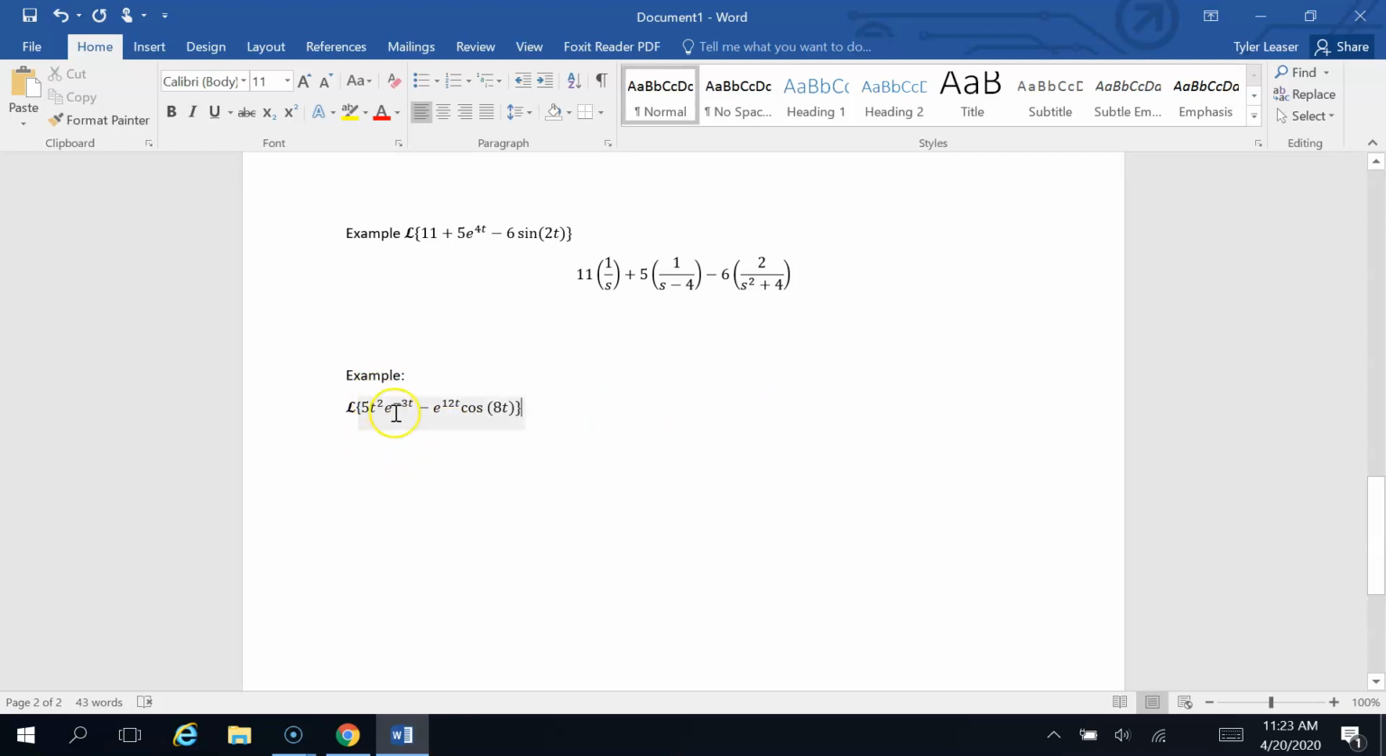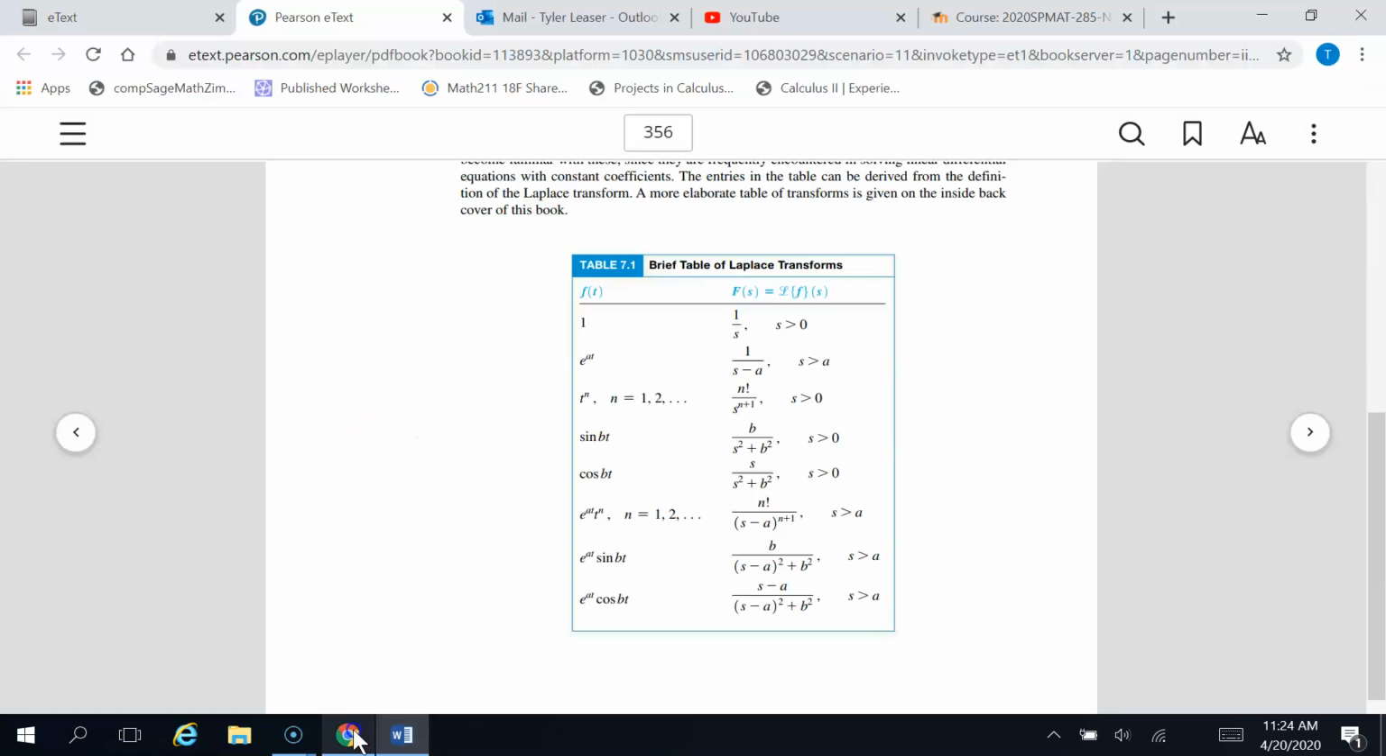Okay, so let's just go term by term. Let's worry about this first one. First off, there's this 5 out in front, and we can take that 5 out of the Laplace transformation. Then we have this t squared e to the negative 3t. So let's go to that table in the book and see if we can find anything that looks familiar: a t out in front that has an exponent, and then an e with a constant times t. And just doing that, it looks like it's this one here.